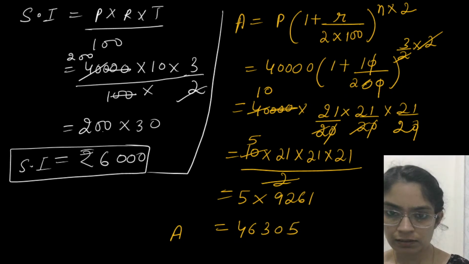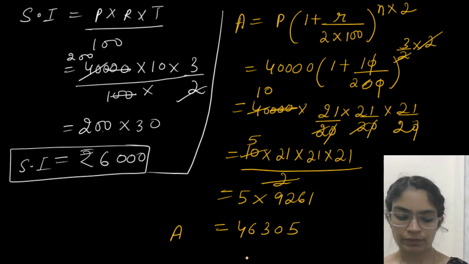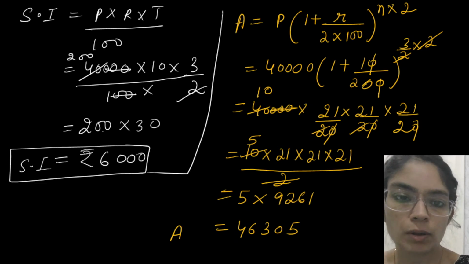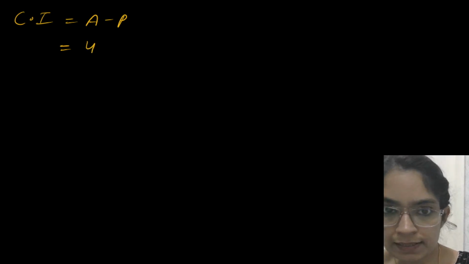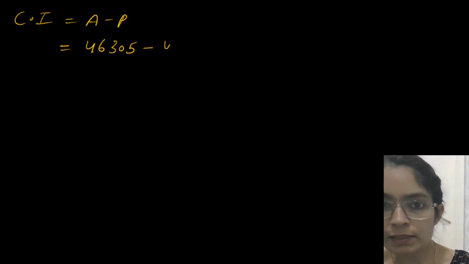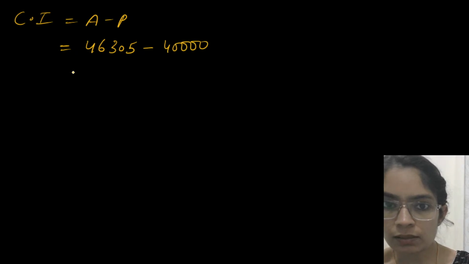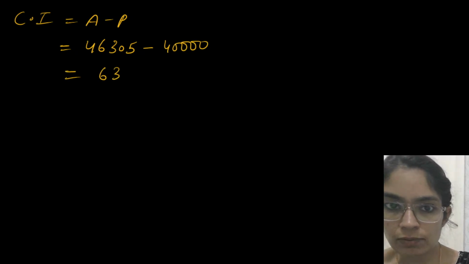Okay, it's 46,305. I'm just considering this as the amount. Is it correct? 46,305. So let's find compound interest now. Compound interest we need. CI is equal to A minus P. Amount is 46,305 minus P. Principal is 40,000. If we do subtraction, 6,305, we will get compound interest.